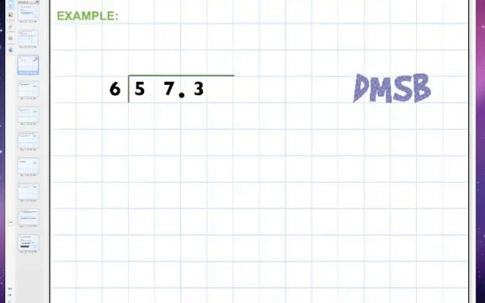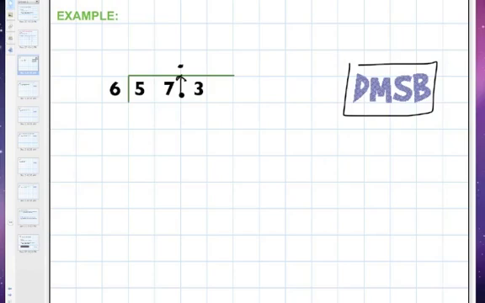Alright, so let's say I have 57 and 3/10 and I want to divide that by 6. When you have a dividend that's a decimal and a divisor that's a whole number, to place the decimal you just bring the decimal straight up into the quotient. So that's my first step. Then I go ahead and use DMSB to solve.